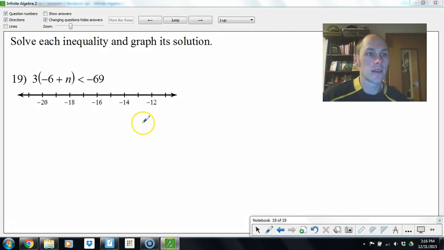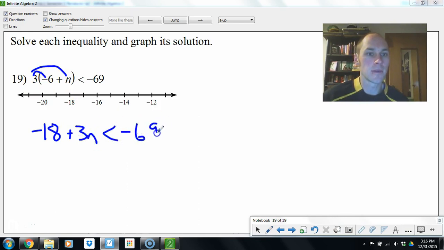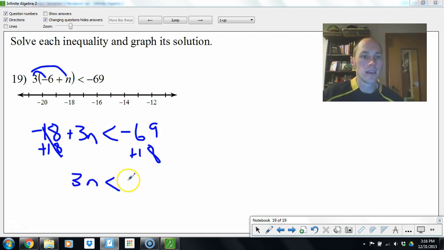Next one. We need to distribute first of all. So I've got negative 18. Positive 3 times positive n is positive 3n, less than negative 69. Get the n's all alone, so I add 18 to both sides. That leaves me with 3n is less than negative 51, and divide both sides by 3.